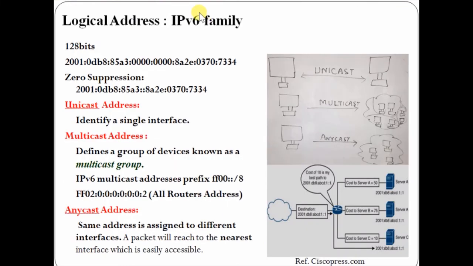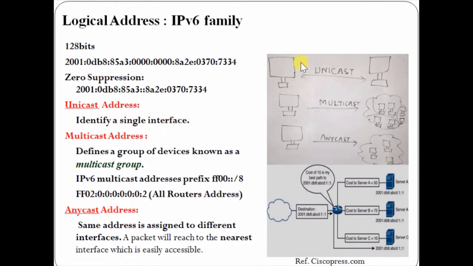In IPv6, the logical address is 128 bits long. For example, this is an IPv6 address. We can suppress continuous zeros by using a double colon, so this address is similar to this. Here we can divide all the logical addresses in the IPv6 family into 3 types: unicast address, multicast address and anycast address. A unicast address identifies a single interface.